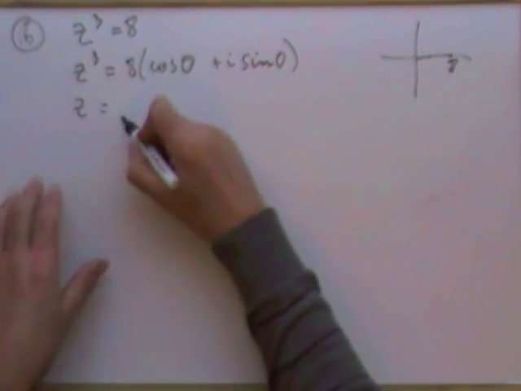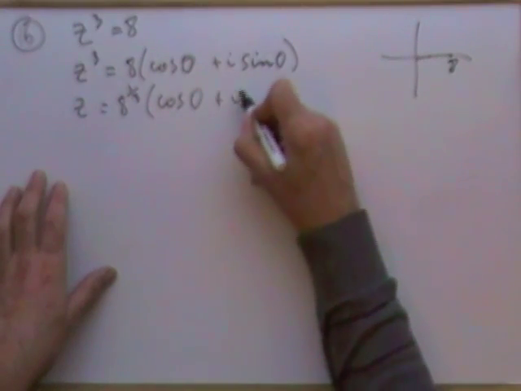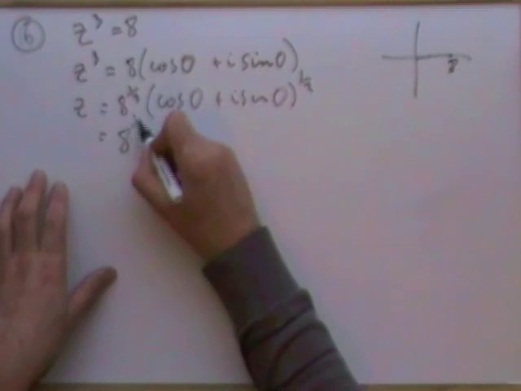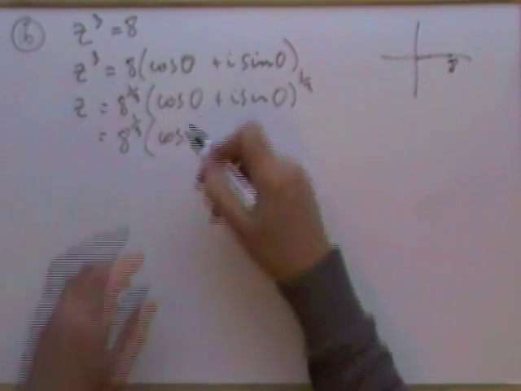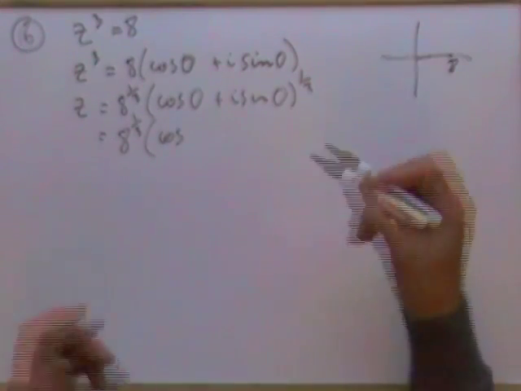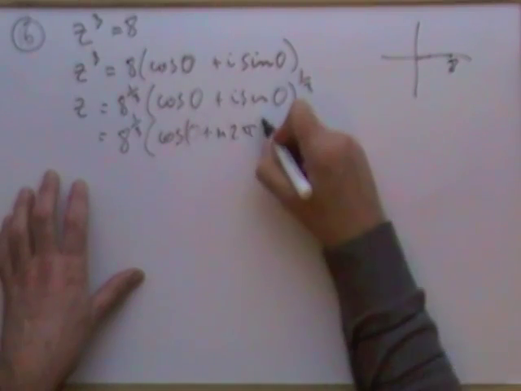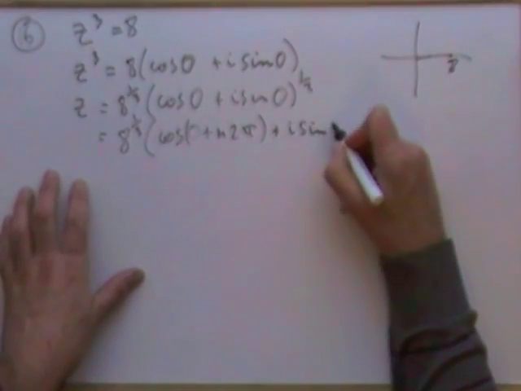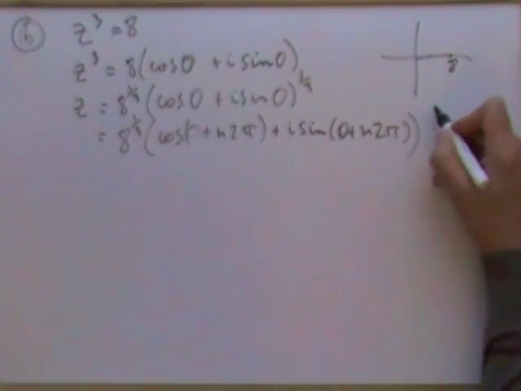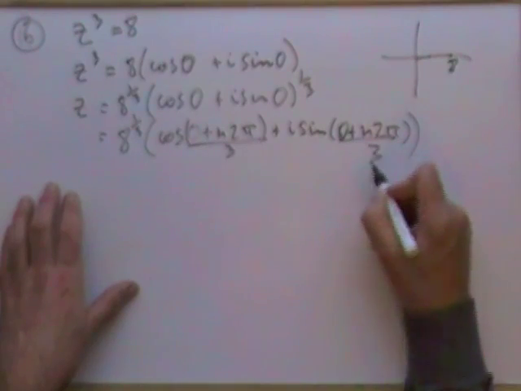Which means to get z, I'm going to do the cube root of them both. So it'll be 8 to the power of a third, and cos of 0 plus i sine 0 to the power of a third. And then you would say this part, well, 0 could be 0, or it could be 0 plus 2 pi, or 0 plus 4 pi, or 6 pi, or anything you like. So 0 plus n lots of 2 pi, plus i sine 0 plus n lots of 2 pi, to the power of a third. I'll just take that inside with De Moivre, divided by 3.